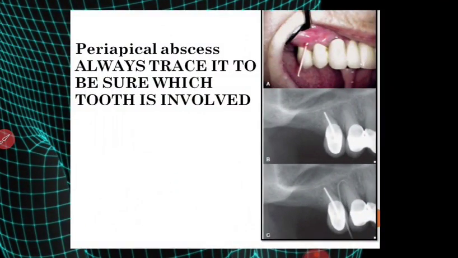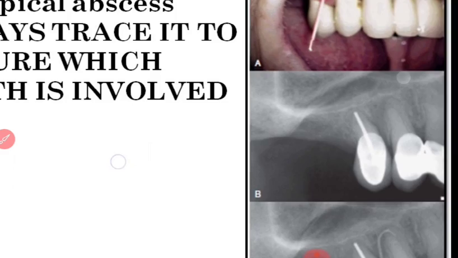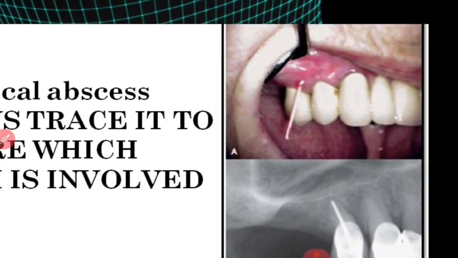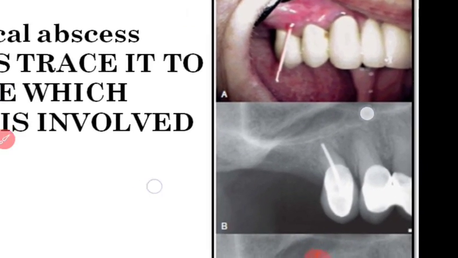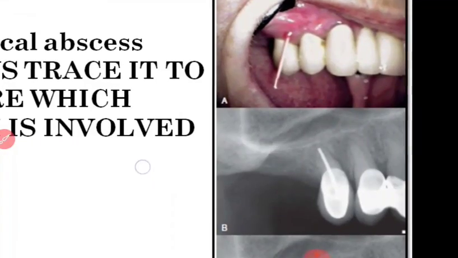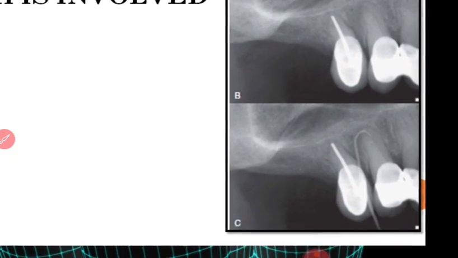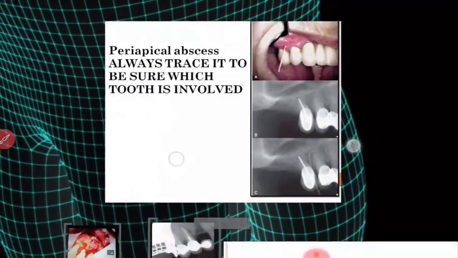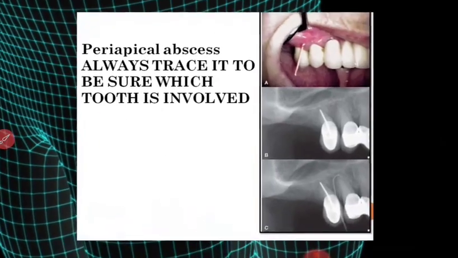And whenever you have a periapical abscess, always trace it, always trace. Never just see the periapical abscess and go for it. Always trace it. And this is how you do it. Just see, the tooth looks like 5, but when it is traced, it turns out to be 4.